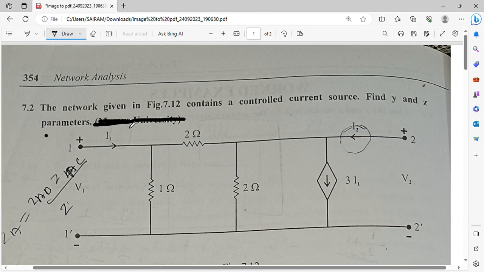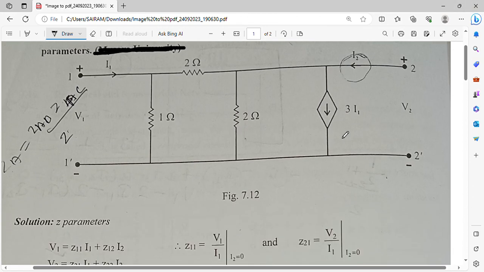Please look at the question, not the university, and try to solve more and more questions without fail, right? This is one important question, and you're supposed to find the y and z parameters as told. I've already told you that you're supposed to practice y and z parameter theory as well as problems, because y and z parameter theory as well as problems are given many times, right?